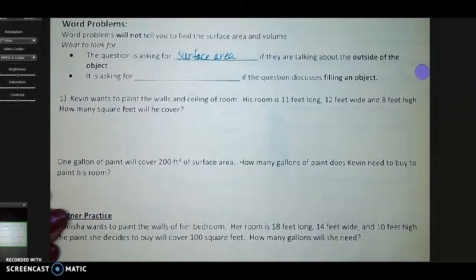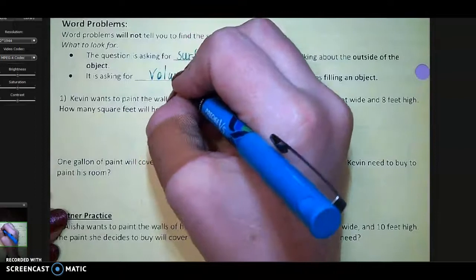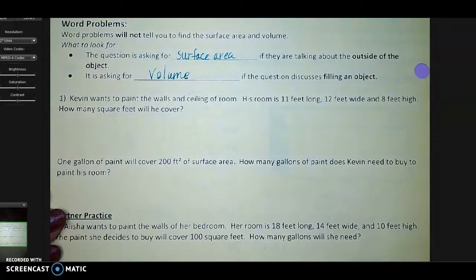If it is asking for volume, they're going to be talking about filling up the object, or how much space is inside, or how many of these boxes would fit in this area. Those are going to be volume type questions so that you know what to look for.